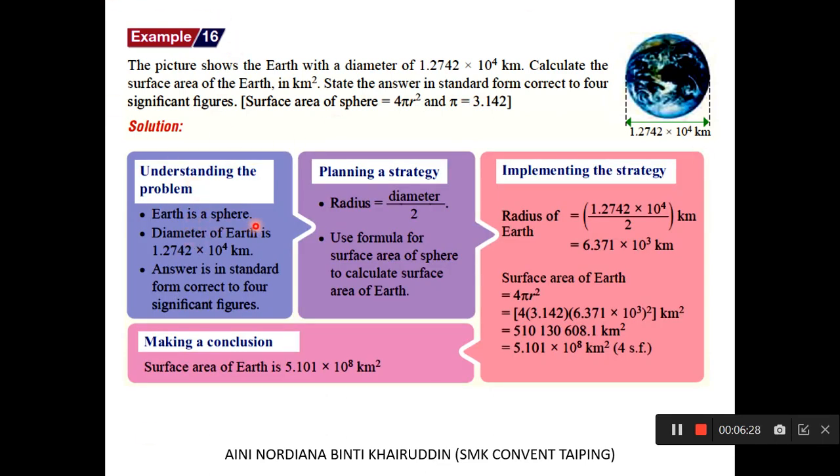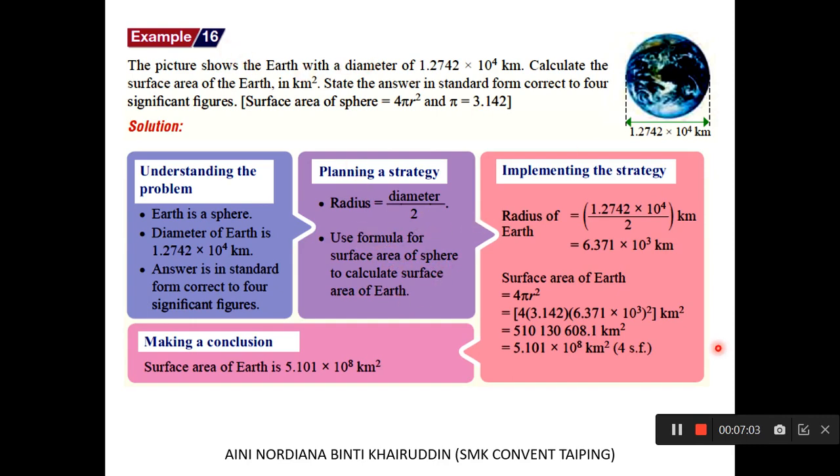First, understanding the problem. Earth is a sphere. The diameter of the Earth is 1.2742 times 10 to the power of 4 kilometer. The answer is in standard form, correct to 4 significant figures. Now, planning a strategy. In order to use this formula, we have to find the radius, which is diameter divided by 2. Use the formula of surface area of a sphere to calculate the surface area of the Earth.